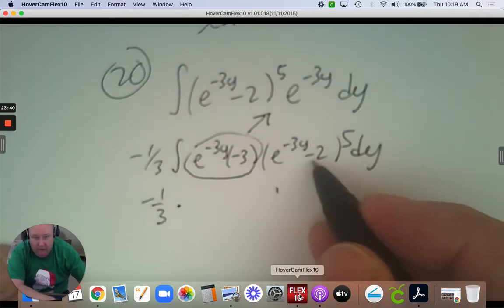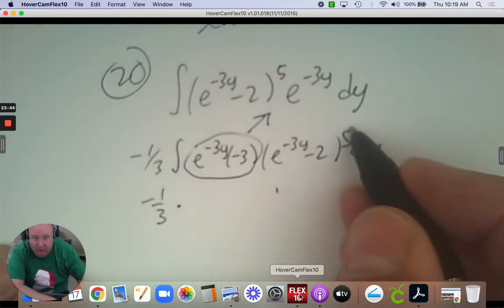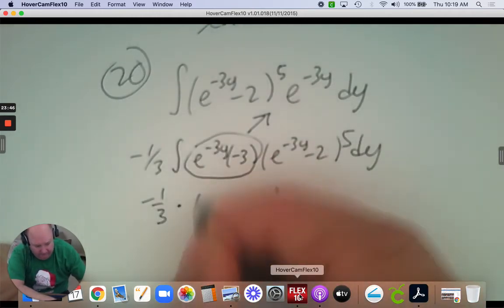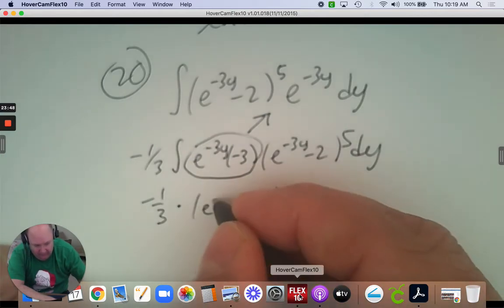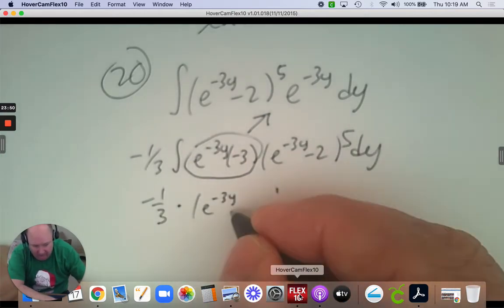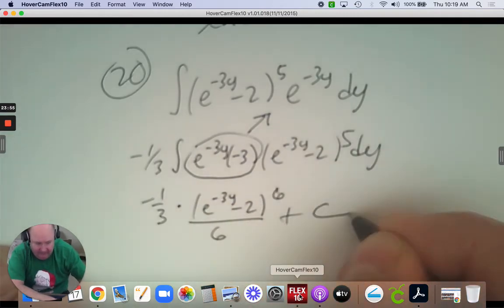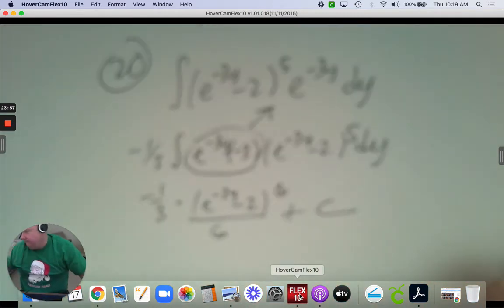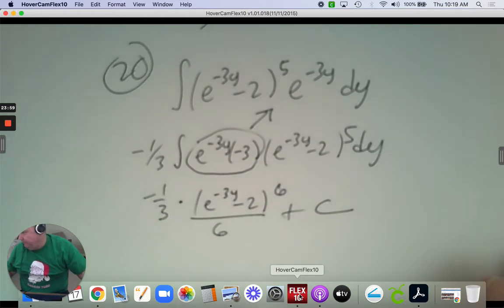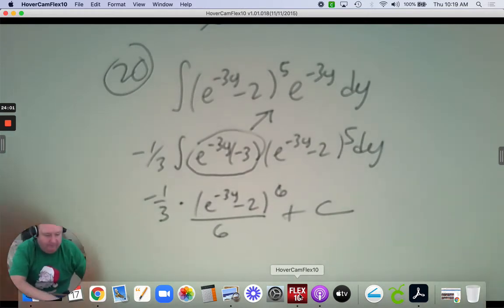The rule here, this is not an exponential rule. This is now the power rule. So we're going to add 1. So we write down the base, e to the negative 3y, subtract 2, add 1 to the exponent, divide, and then the constant. Number 21.